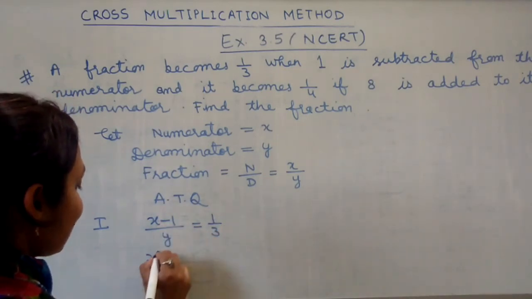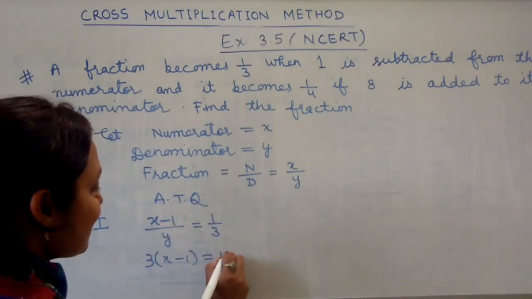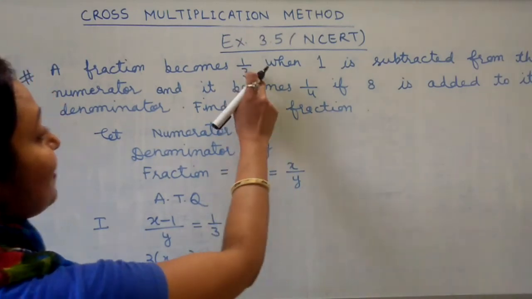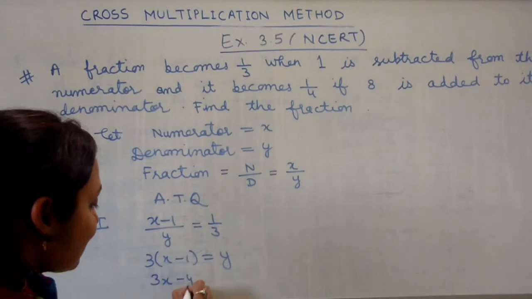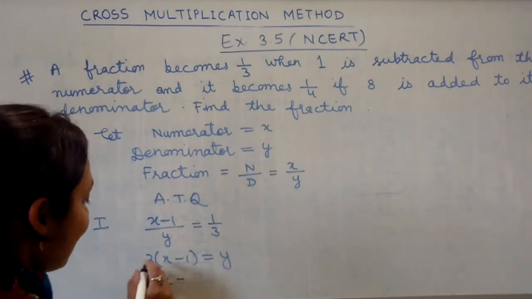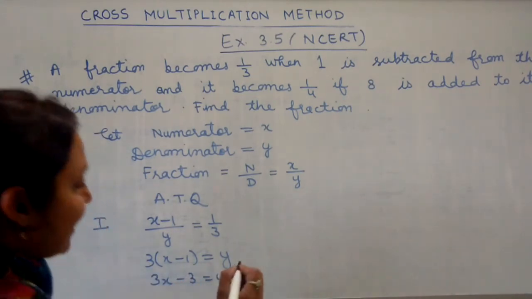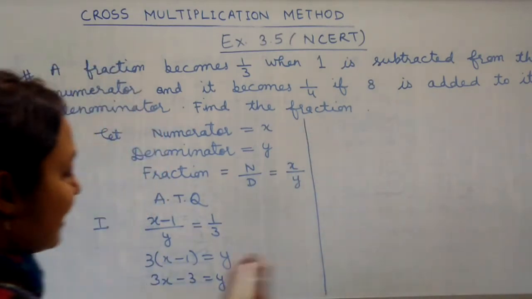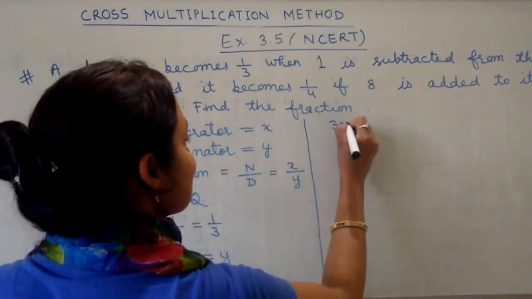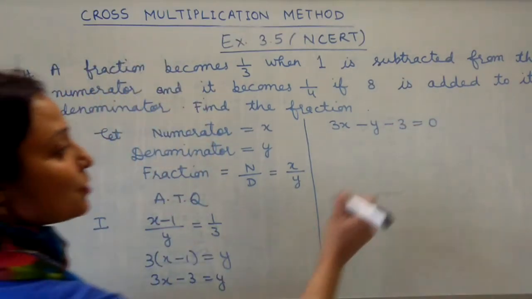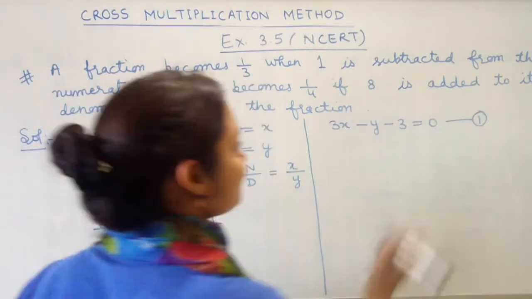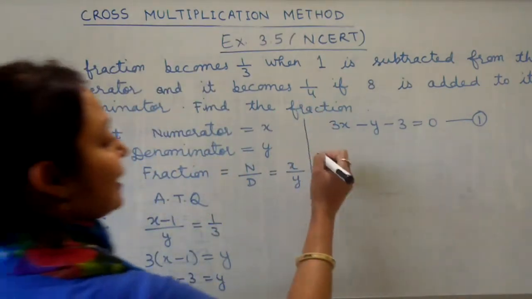Take the cross multiplication, 3 times x minus 1 is equal to y. Okay, this became 1 by 3. This is 3x minus, I will take this y on the left hand side, but I will write it in the next step so you can easily understand. 3x minus y minus 3 equals 0. So this is your equation number 1. Okay, now come to the second condition.